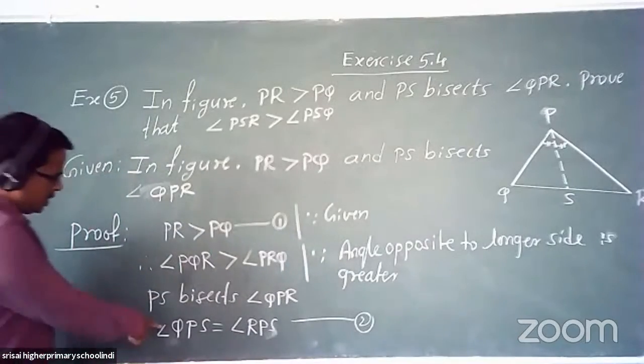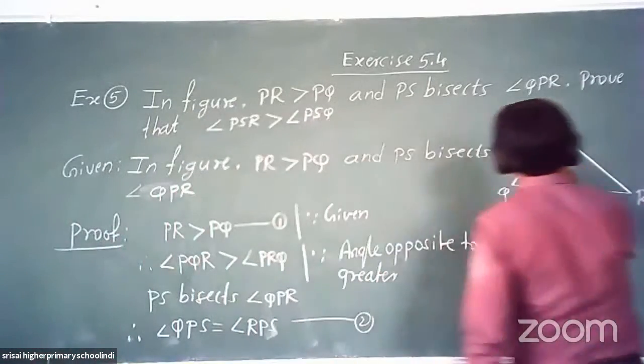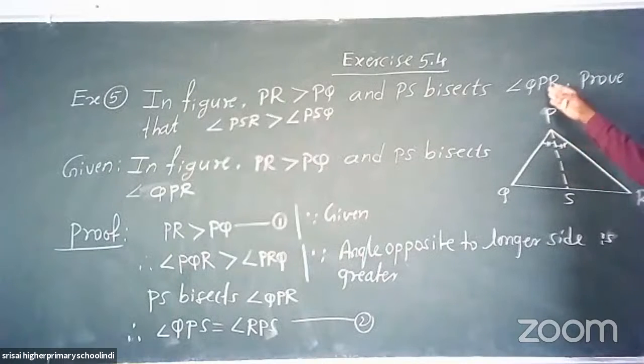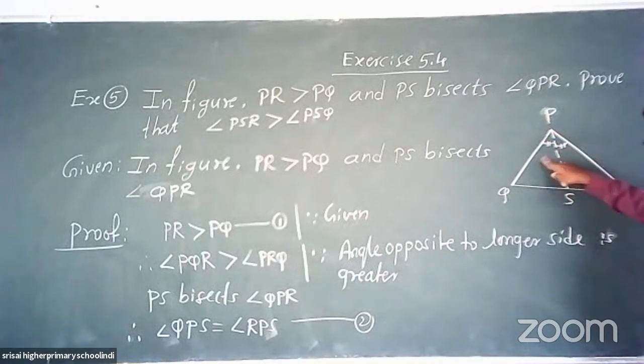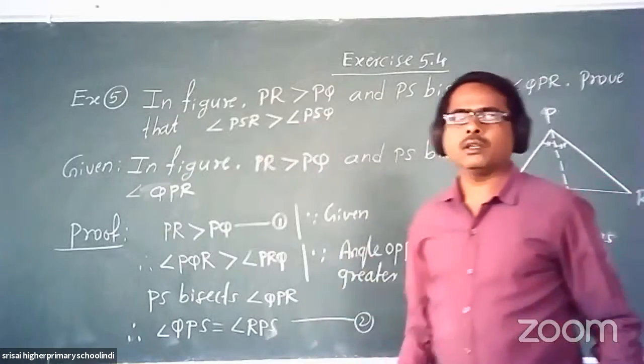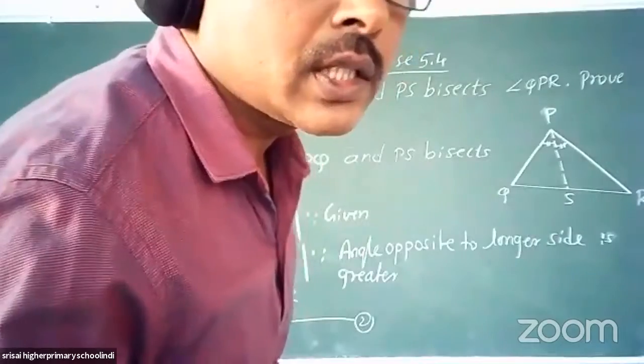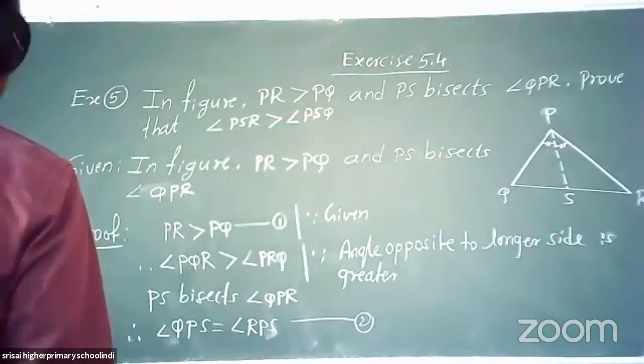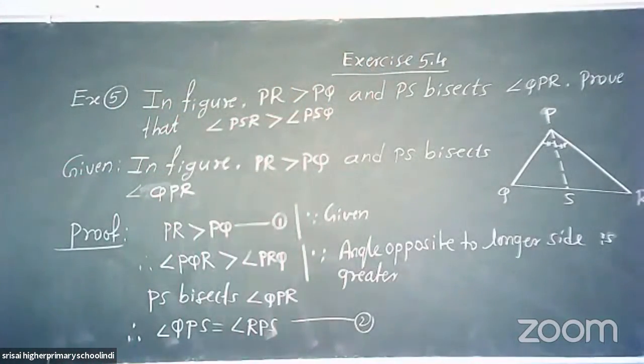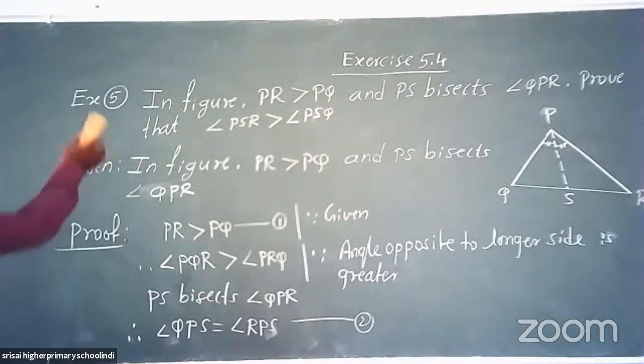What we wrote here is these two angles are equal, because PS bisects angle P, therefore QPS and SPR or RPS both are equal. This is relation number 2. Okay. Now, I'll erase this part.